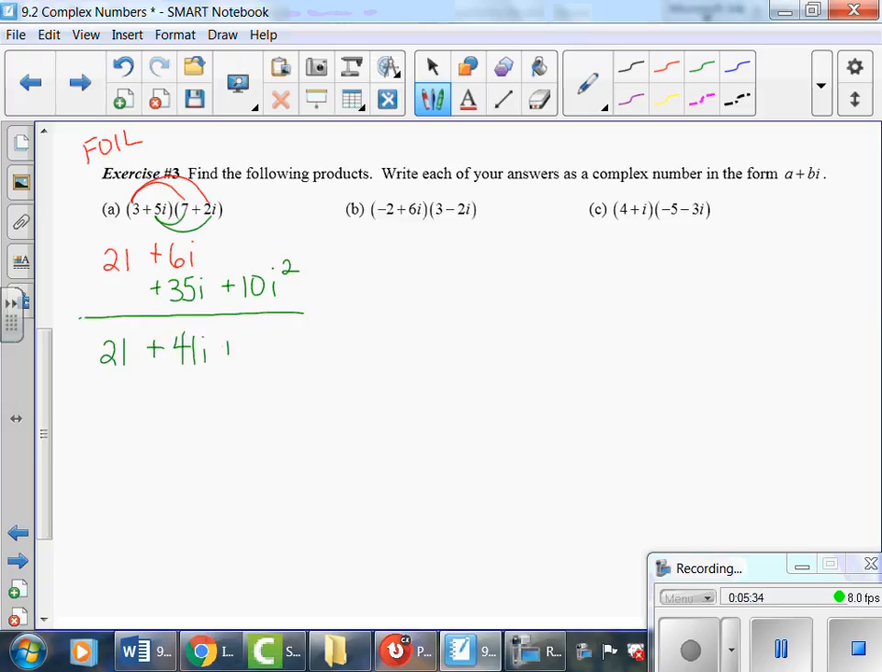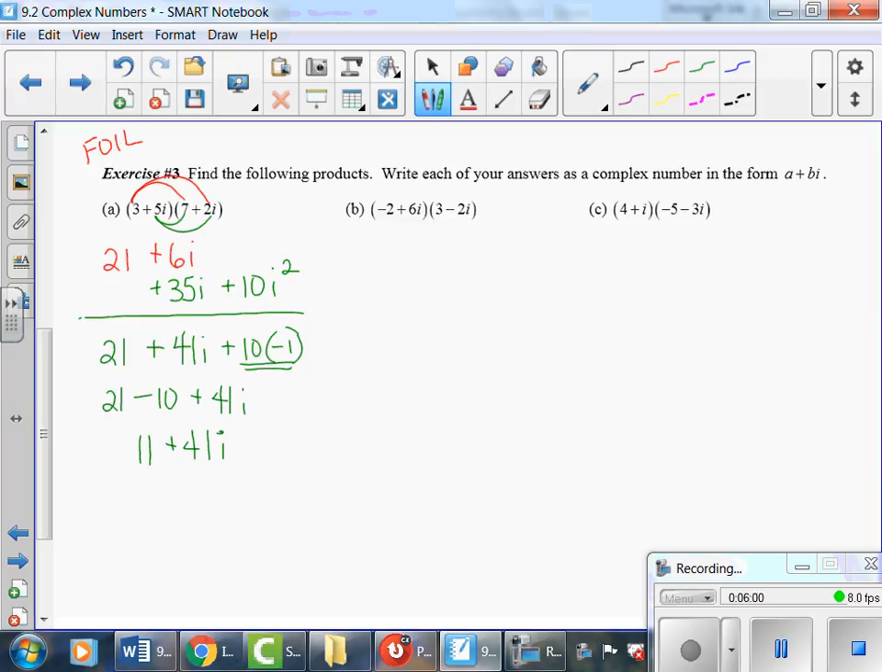Now be careful here. This is plus 10, and if we remember, i squared is negative 1. So I get 21 minus 10, that's from here, plus 41i. So I get 11 plus 41i as my final answer.